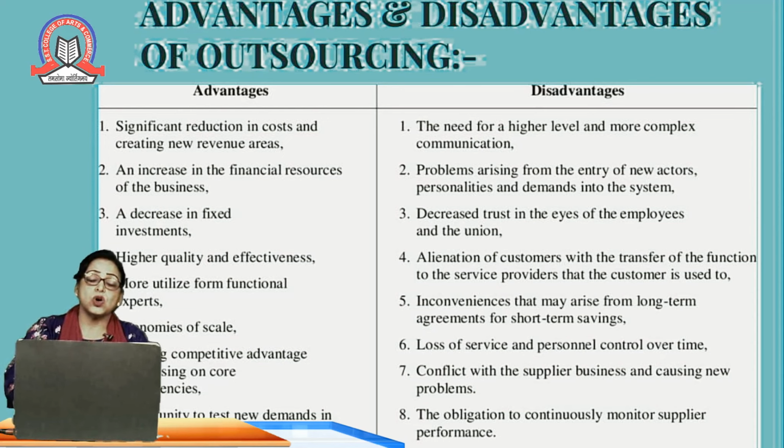And the last is the obligation to continuously monitor supply performance. It is very obligatory to continuously monitor the supply performance, that is, the supply of human resources from the outsourcing agencies with whom we have entered into a long-term contract. They may not supply us at regular intervals, they may miss out, they may create problems, or they may deteriorate the quality of their supply. So here I wind up my topic, recruitment.